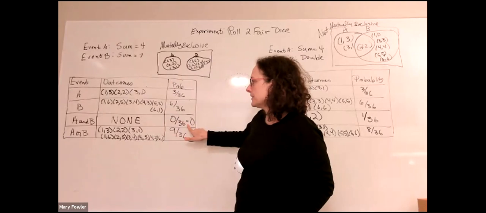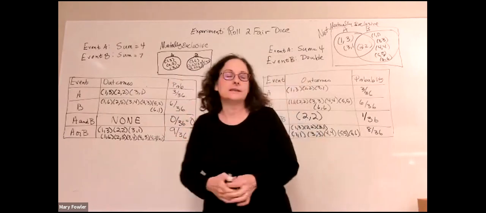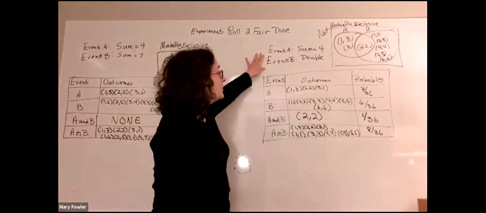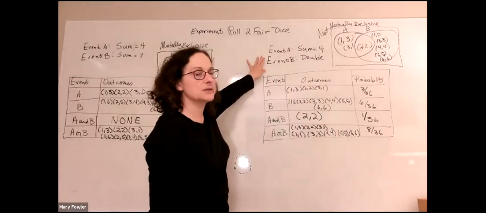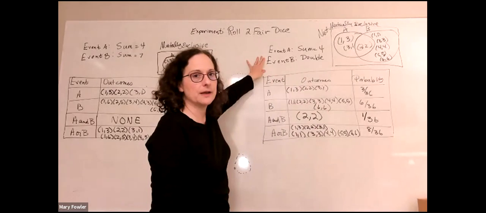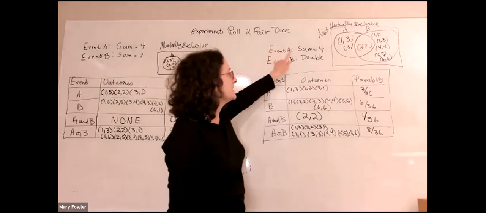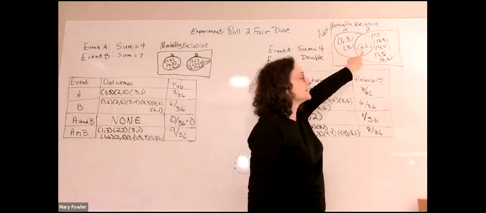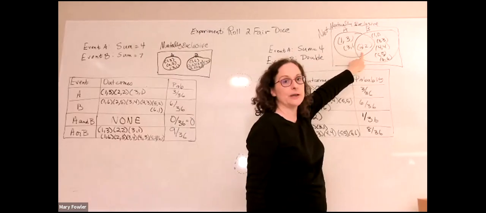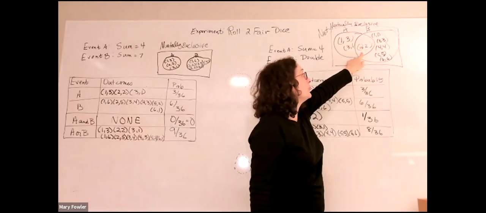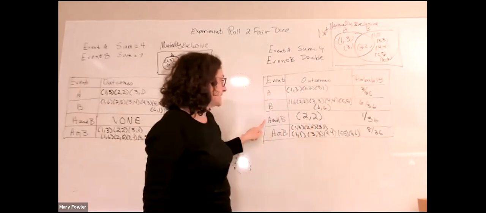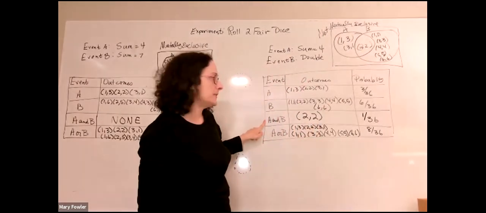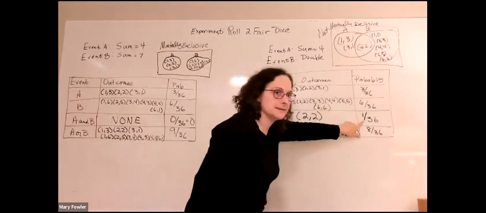Looking at the pair of events on the other side of the board, event A is that the sum is 4, and event B is that a double shows. And we see that in this case, there is an outcome in common, 2 and 2. And so the events are not mutually exclusive. And in particular, we see that the probability of A and B is not 0.